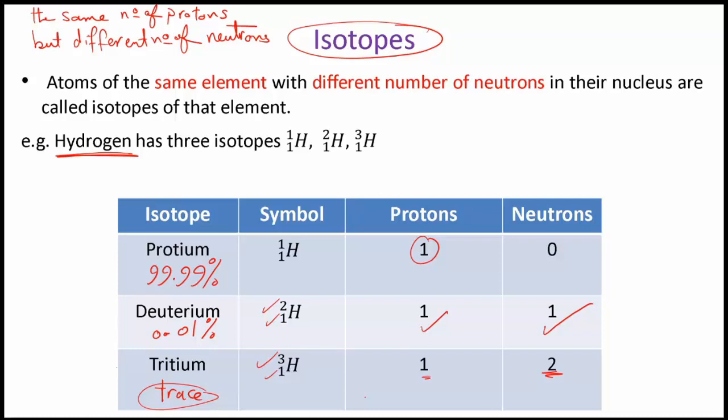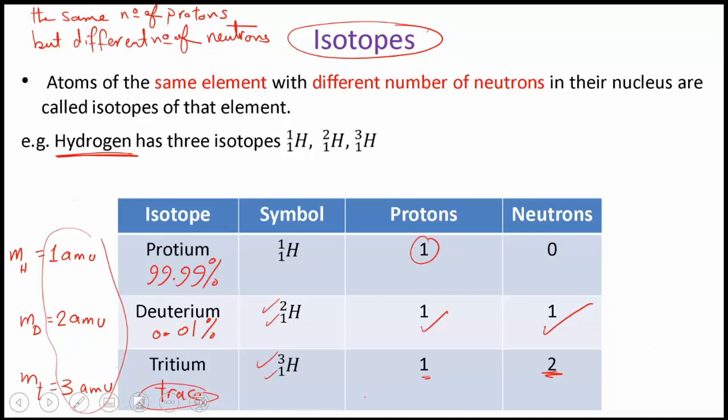So the masses of these isotopes are: the mass of hydrogen is around 1 atomic mass unit, which is the mass number of hydrogen. This is the protium. The mass of the deuterium is 2 atomic mass units. The mass of the tritium is like 3 atomic mass units. By the way, these are the mass numbers. The real mass is a little bit different from the mass number, by the way.